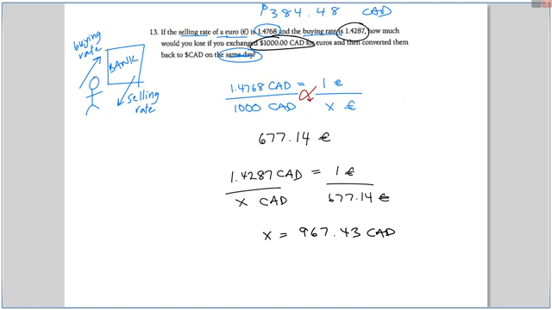So how much do you lose? Well, just put 1,000 here and subtract. So 1,000 subtracting this 967.43, it looks like you would lose $32.57 Canadian to convert like that. And that $30, that's just how the banks make their money off of currency conversions. So it's a nice little way for the banks to make money.